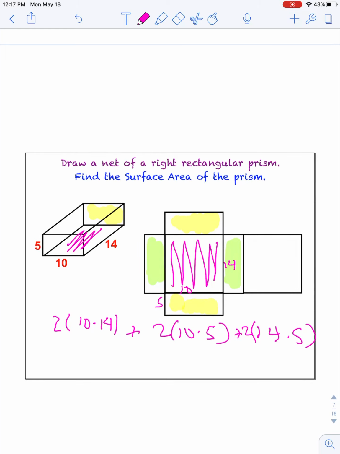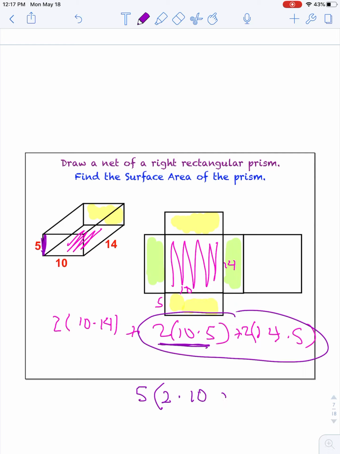And again, we have two of them, so we just add those together. Well, what you might notice here is we could actually take this part of our formula right here, and we could factor out a 5. And if we do that, that 5 is actually this height right here. And then 2 times 10 is left from this expression right here, plus 2 times 14, that's left from this expression right here.